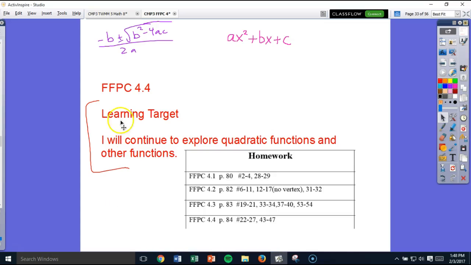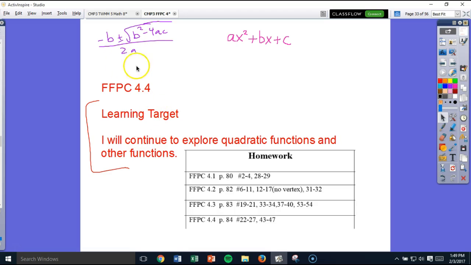Hello everyone and welcome to Frogs, Fleas, and Painted Cubes 4.4. The last part of the last investigation we'll be doing in this book. Our learning target today is we want to be able to continue to explore quadratic functions and other functions. We'll be working on page 78 in your textbooks today, and this shouldn't take too long.